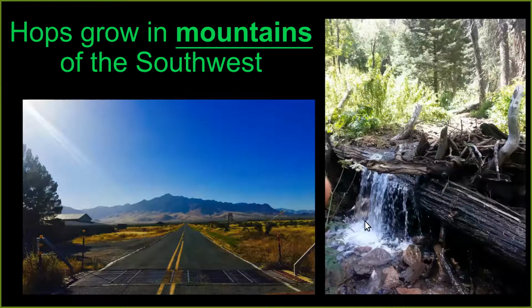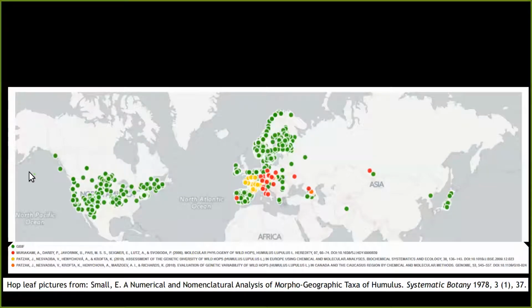And the environments where the hops are found look like this. They're cool, and there's often running water. So contrary to what you may think, Southwestern hops are not desert hops, they're actually mountain hops. This is a map of the distribution of the genus Humulus. As you can see, they're distributed throughout the Northern Hemisphere and mostly in temperate climates.